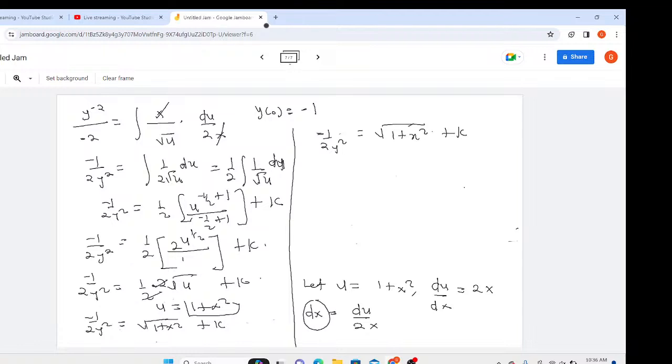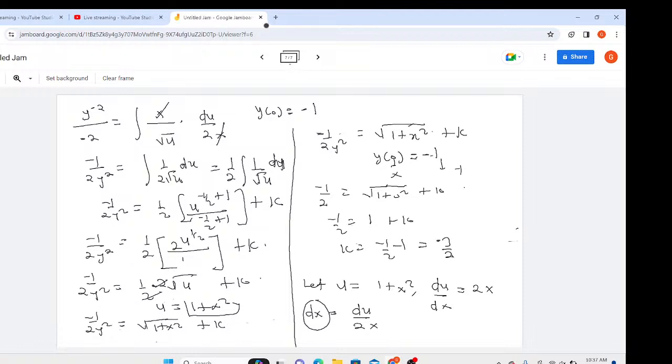And then the question says that our initial condition was y of 0 equals negative 1. So wherever we see x, we are going to put 0. Wherever you see y, we are going to put negative 1 there. So negative 1 over 2, negative 1 squared gives us 1. So this one becomes negative half, equals root of 1 plus 0 squared plus k. So negative half equals, this will still give us 1 plus k. And then our k becomes negative half minus 1. Now it's minus 3 on 2.